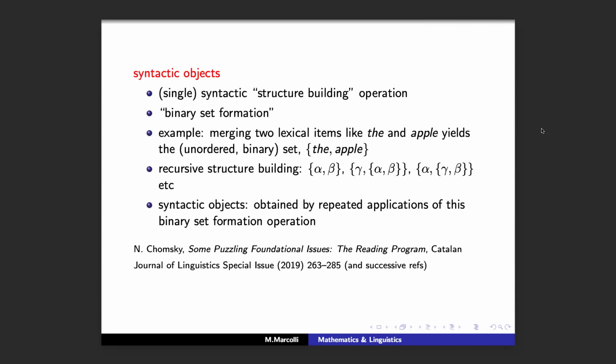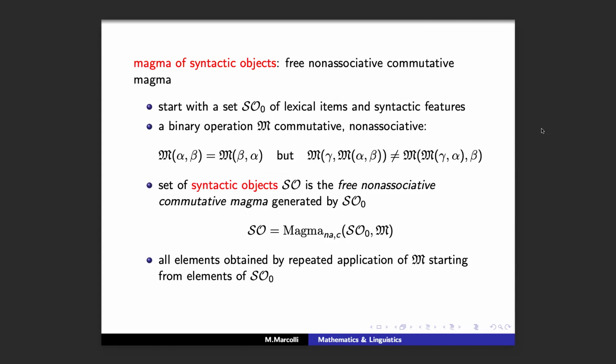So let's come to the first thing, which are syntactic objects. These are described, in one of the earlier papers on this version of the model, as the merging of lexical items together to form unordered sets, and further enlarging them by continuing to repeat this binary set formation operation. And this, of course, mathematically speaking, is a well-known kind of structure.